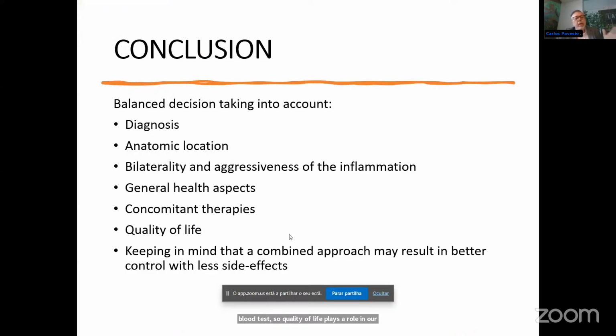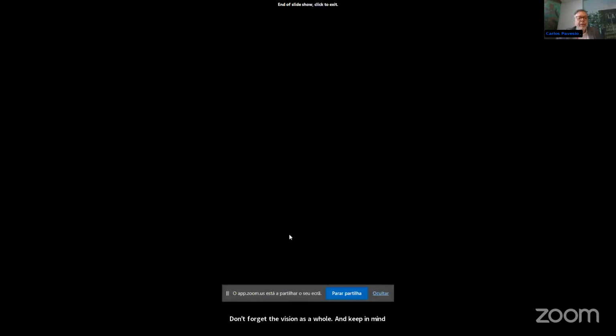In conclusion, we need to make sure we have a balanced decision, taking into account the diagnosis of the syndrome you have in front of you, the anatomic location, the severity. Don't forget the patient as a whole, and keep in mind that sometimes combining approaches may result in better control with fewer side effects. Thank you.